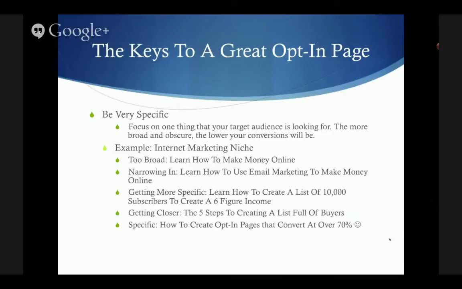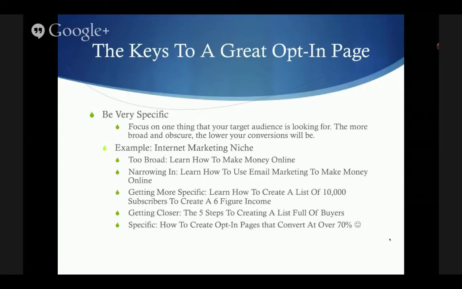So example, internet marketing niche. Let's start out too broad. Learn how to make money online. Well, yeah, I'm sure everyone would want to learn how to make money online, but people will be very skeptical. Well, is it on affiliate marketing? Is it physical products? Is it drop shipping? Is it Facebook? Is it YouTube? Whatever it is. So they probably won't opt in.